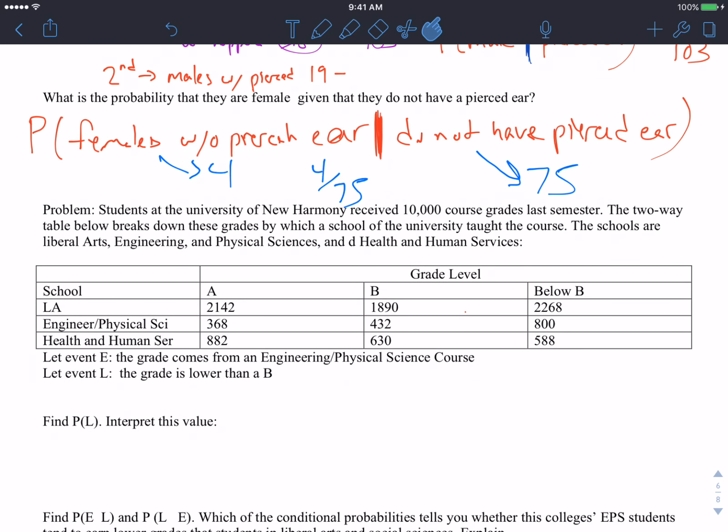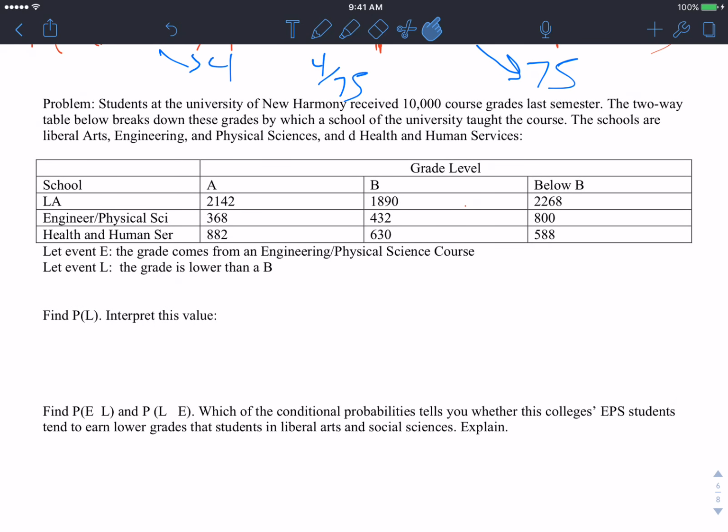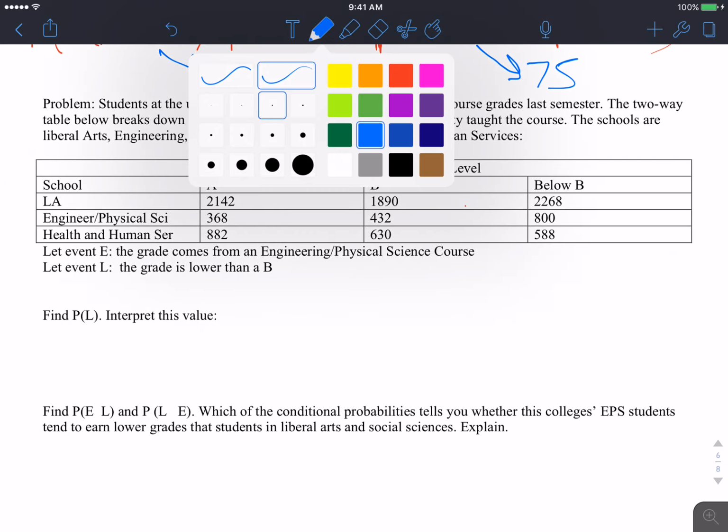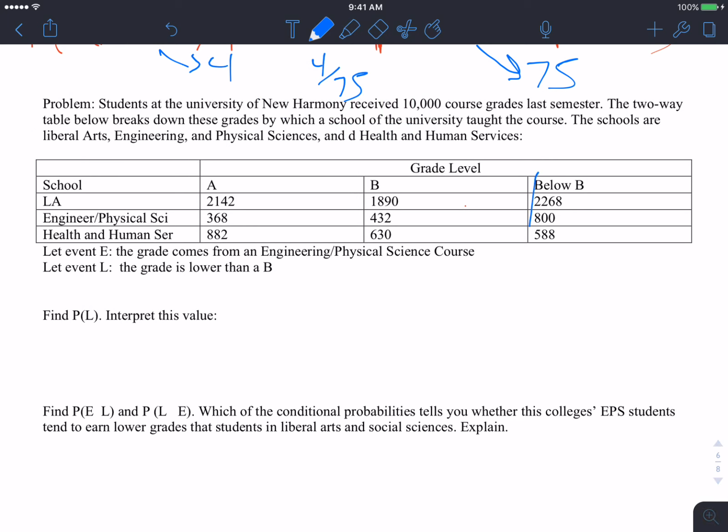Students at New Harmony received 10,000 course grades last semester. The two-way table breaks down the grades by which school they were in. You could have been in liberal arts, engineering / physical science, or you could have been in health and human services. And I define two events: let E be the grade comes from engineering, physical science, and L be the grade is lower than a B. And the first one says, what's the probability of L? So if the grade is lower than a B, I'm looking at this column right here.